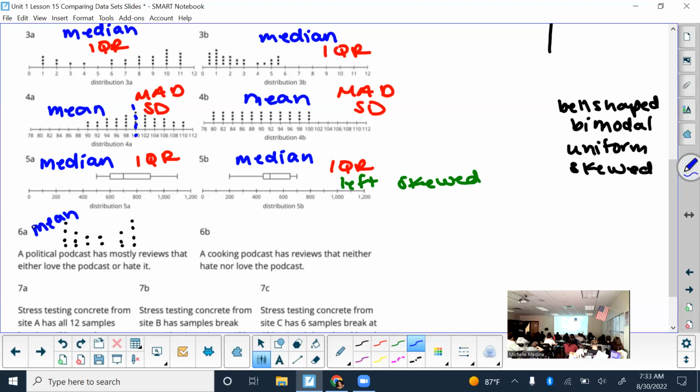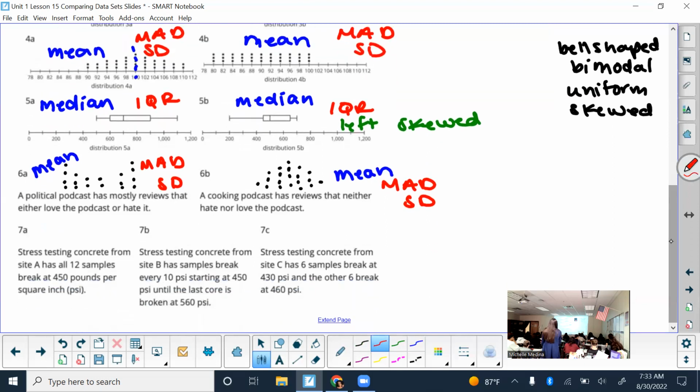What about a cooking podcast that has reviews that neither hate nor love the podcast? So they're more medium. More bell-shaped, good. It'll probably look something like this. Again, we don't know for sure. But when it's bell-shaped, what's the likely measure of center we like? The mean. And therefore, MAD and SD. But if you said median and IQR, the answer key doesn't disagree with you. It just doesn't support one way or the other.